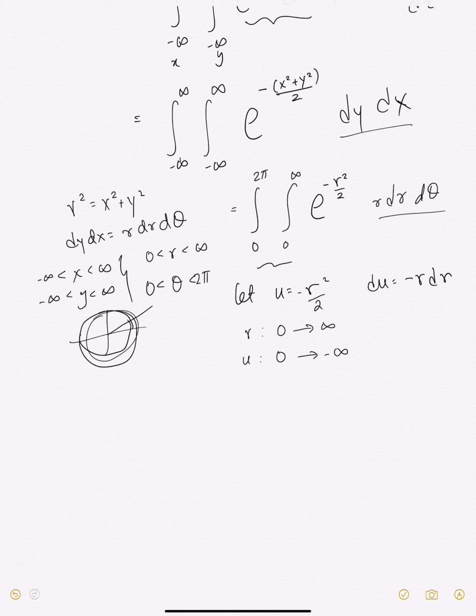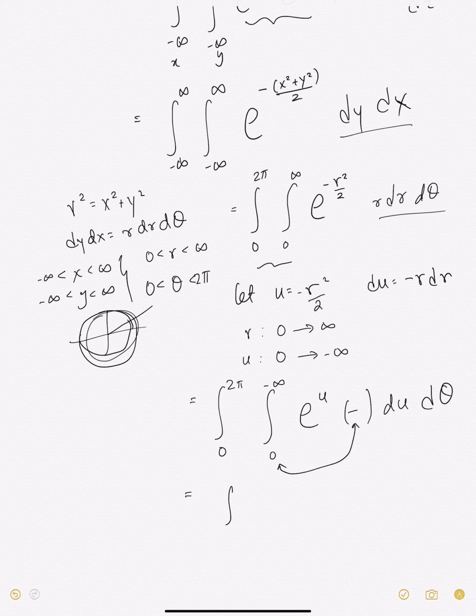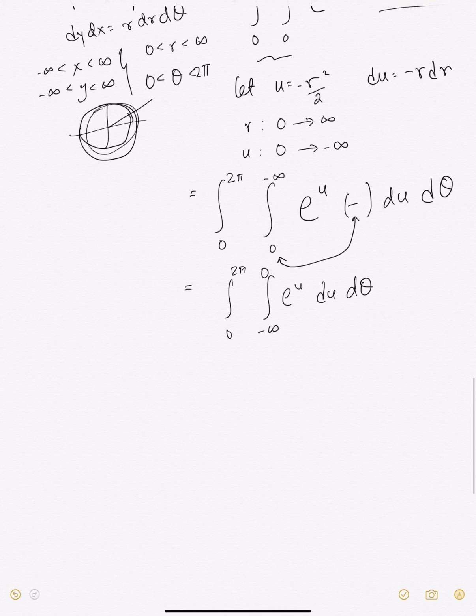Okay. So let's write this. That will be integral 0 to 2 pi, integral 0 to minus infinity. All right, and this will be e to the u. r dr is minus du d theta. Okay, so with this minus and the limits like this, we can switch it and make it negative infinity to 0, e to the u du d theta. You can do each of these integrals separately: integral 0 to 2 pi d theta, and integral minus infinity to 0 e to the u du.